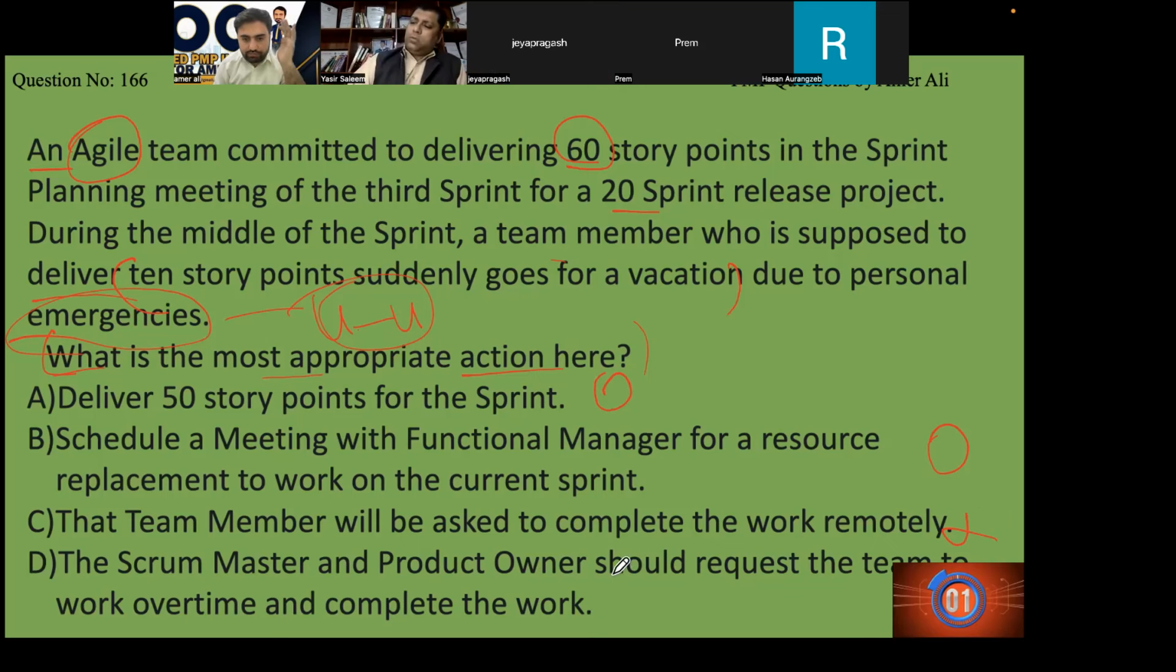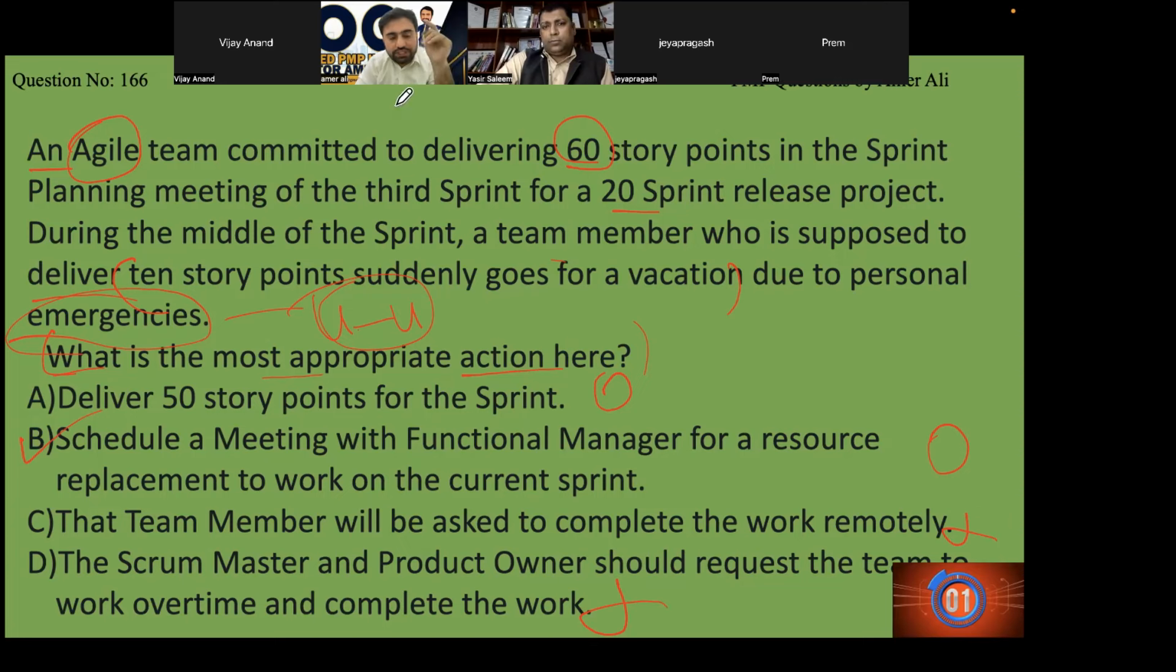Overtime is not allowed. So we are left with two options, A and B. B will be the better answer. You see, guys, A is still a good answer. I'm not saying A is not the right answer, but B is an even better answer. Between A and B, there is no other option that we can work into. So B is a better answer.